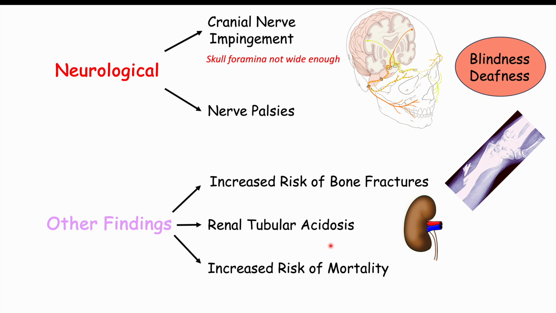And then these infantile osteopetrosis patients are at an increased risk of mortality, again, due to anemia and leukopenia, especially that increased risk of infection. They're more likely to have increased risk of mortality in the first decade of life, especially if not treated.